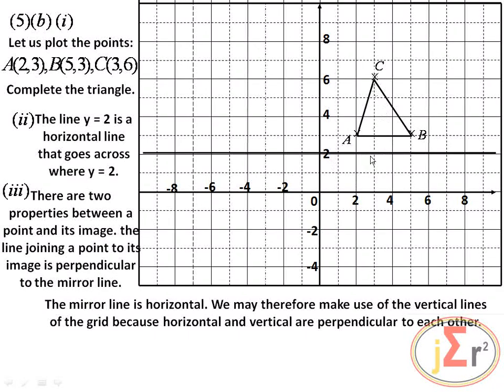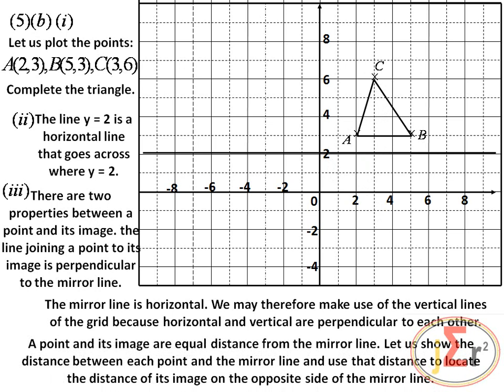Also for C, it is located on this line, which is perpendicular to this line, because the line that goes from an object to its image is perpendicular to the mirror line. A point and its image, that is the second property, are an equal distance from the mirror line. So let us show the distance between each point and the mirror line and use that distance to locate the image on the opposite side of the mirror line. The distance between A and the mirror line is equal to the distance between the mirror line and A prime. Therefore, we have already established that the image has to be on this line because the line joining a point and its image is perpendicular to the mirror line. Also, the distance of the image of A from the mirror line is equal to the distance of A from the mirror line, and we will show that on the next slide.